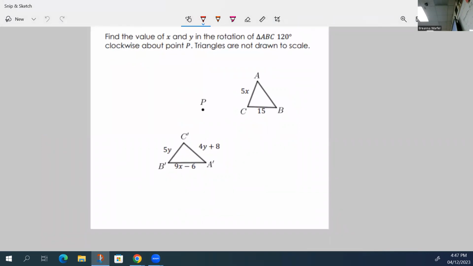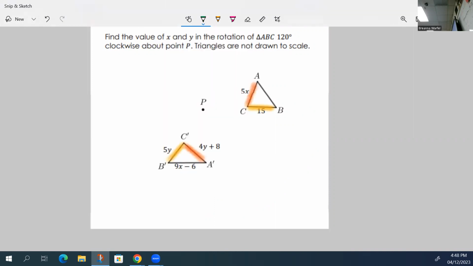I mean, I guess it kind of does. You're rotating it clockwise like a clock. However, they give you A prime, B prime, and C prime, so you have the sides that are corresponding to each other. And after a rotation, you know the side lengths are the same. So that means that AC must be equal to A prime C prime, and CB must be equal to C prime B prime. Okay, so then that allows you to solve.